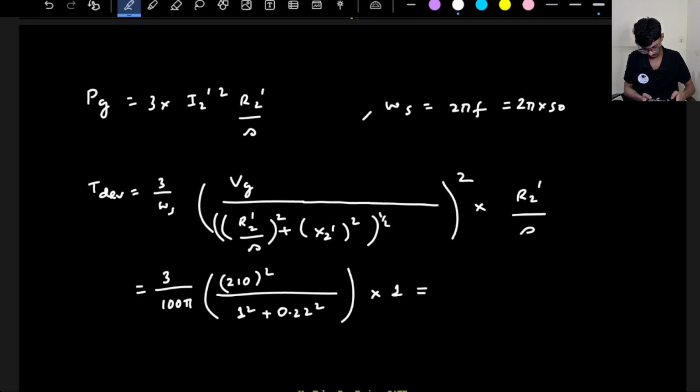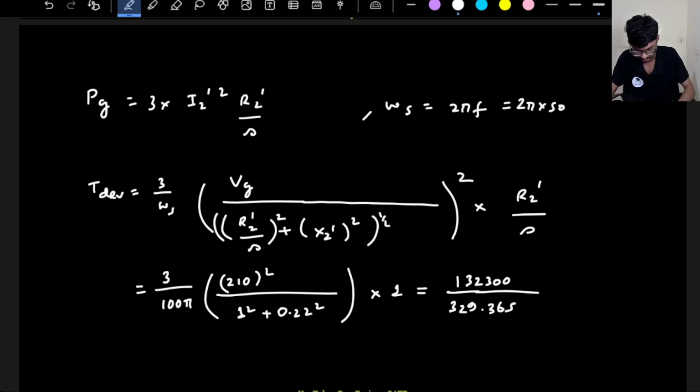into 100 into pi. So this will be 329.365. Then 210 whole square into 3, so this is like 132300 divided by 329.365. This roughly comes out to be 401.68 Newton meter, and this will be the answer.